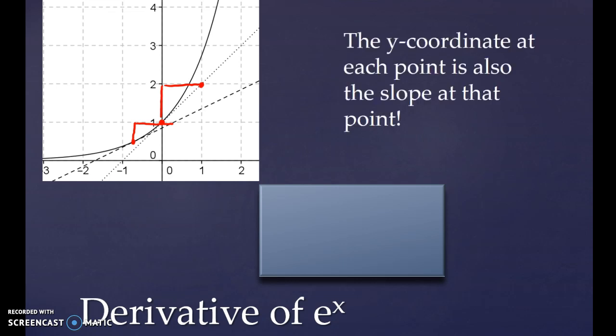So this is one of the derivatives that you just have to memorize. The y-coordinate matches the slope, so the derivative of e to the x is itself. It's e to the x. We're not going to prove this because it involves a limit that we'd have to just accept as truth anyway, so let's just accept the derivative as truth.